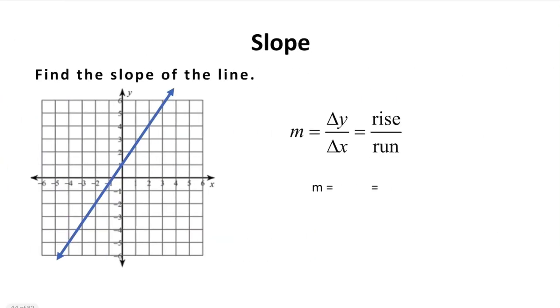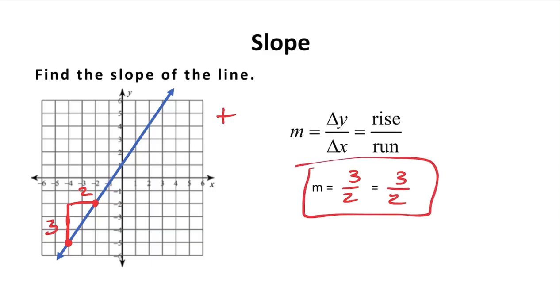Now let's look at this one. This is a positive line. I got a point here. I got a point here. I'm counting. I went up 3, right 2, 3 over 2. That's already reduced. That's my slope.